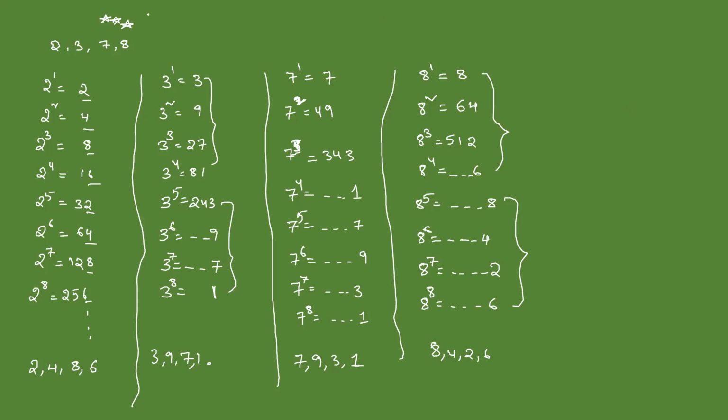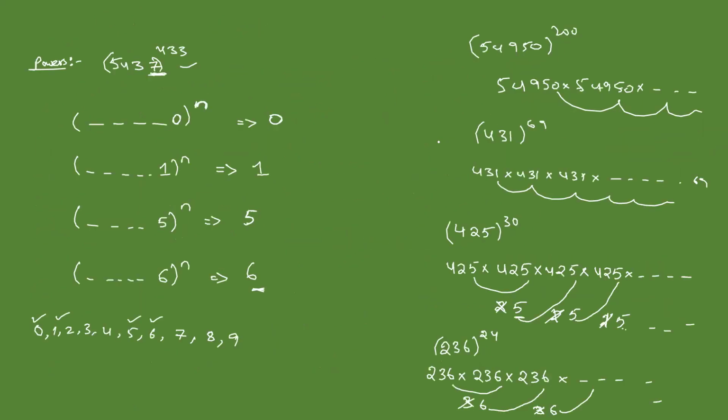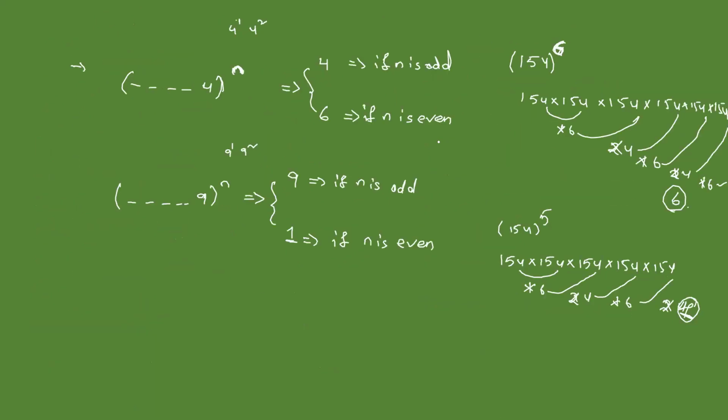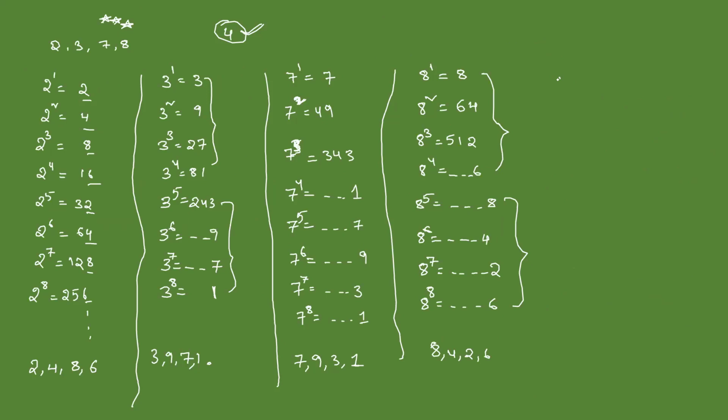See here, these are repeating, right? Repeating after how many numbers? For every 4 numbers, the same thing is repeated. That means one question I have given earlier: 5437 whole to the power of 433 is the example which I have given you earlier. So for 7, for every 4 times it is repeating. But what is the power we have here?